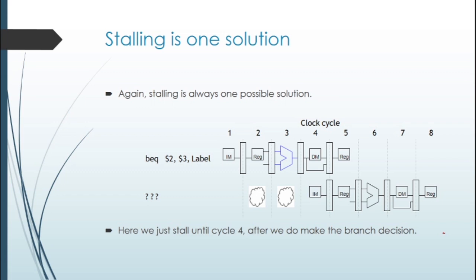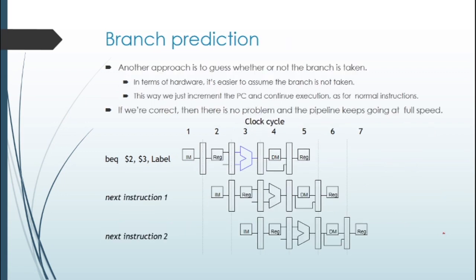So what's next? What should be done? What's a better solution here? There are a few things that can be done. One of those is branch prediction. Another approach is to guess whether or not the branch is taken. If our prediction is correct, then normal operation will keep going. If our prediction is wrong, then we'll have to pay some extra penalty. In terms of hardware, it's easier to assume that the branch is not taken.